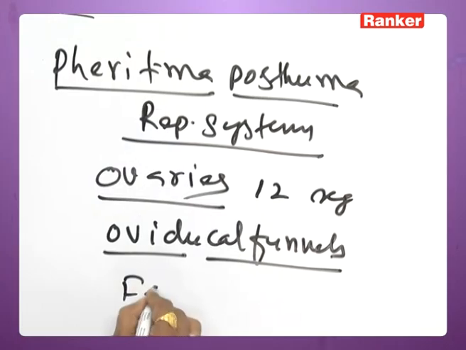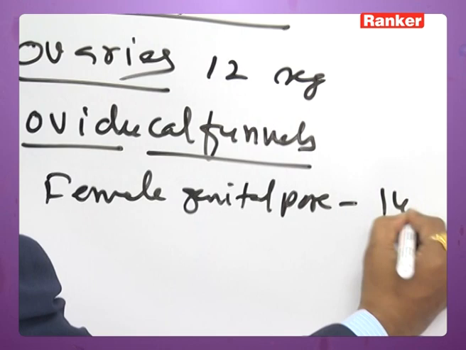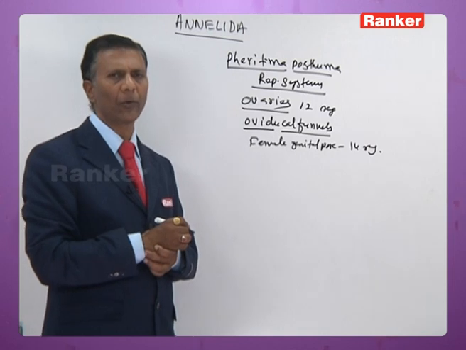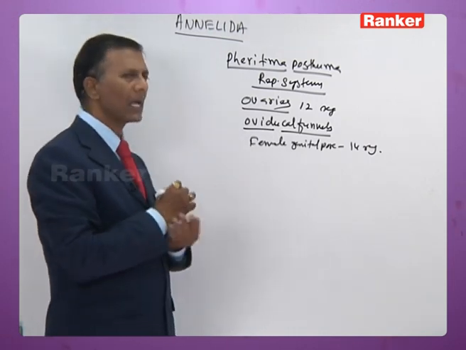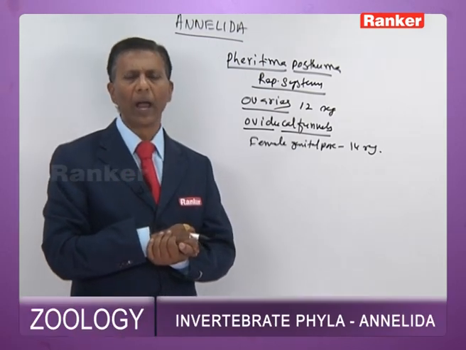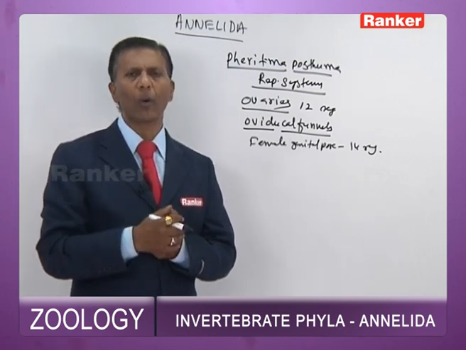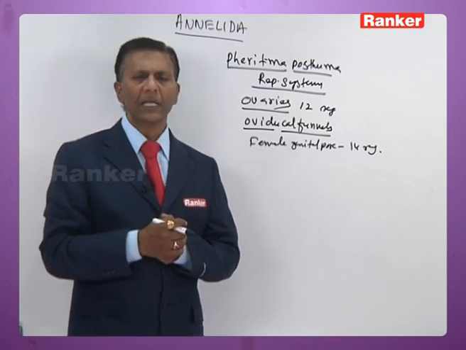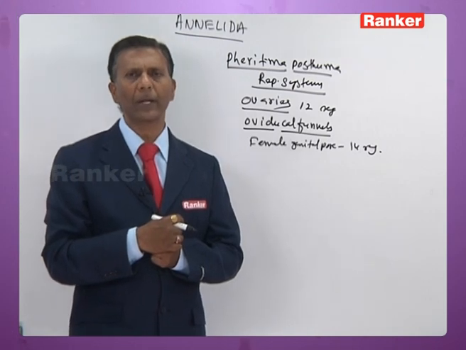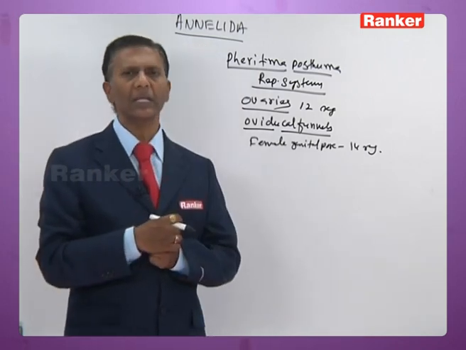The female genital pore lies in the 14th segment. So ovaries are present in the 12th segment, attached to the septum of 11 by 12. Ovaries synthesize ova and discharge the ova into the coelomic cavity of the 12th segment. From the 12th segment, the ova are collected by oviducal funnels. Each oviducal funnel continues as an oviduct. Both oviducts unite to form a common oviduct, which opens to the exterior through the female genital pore that lies in the 14th segment.